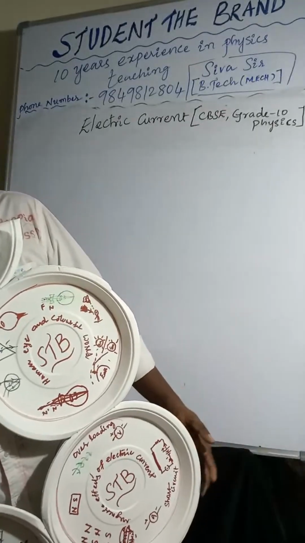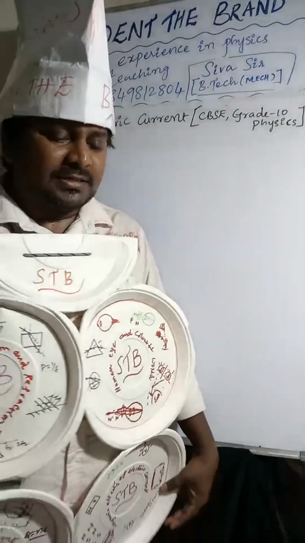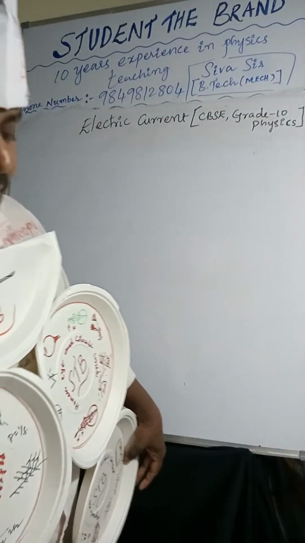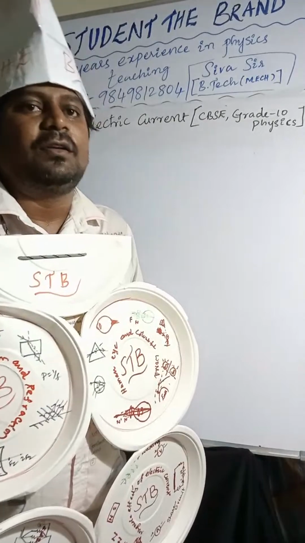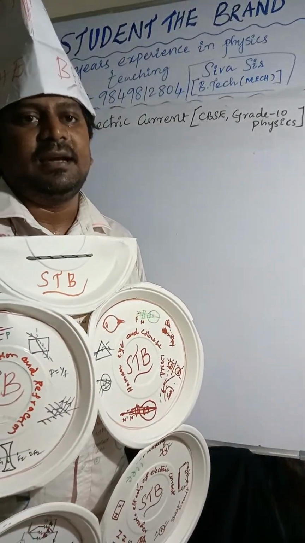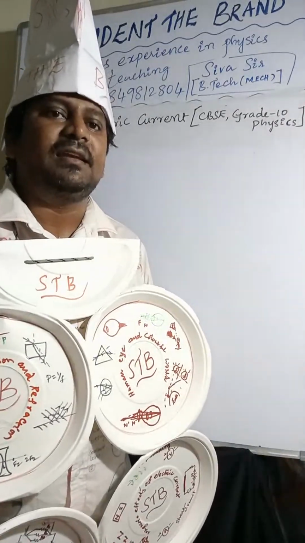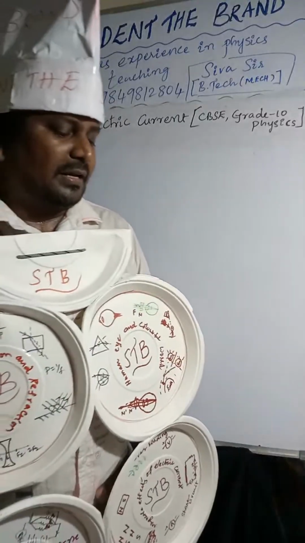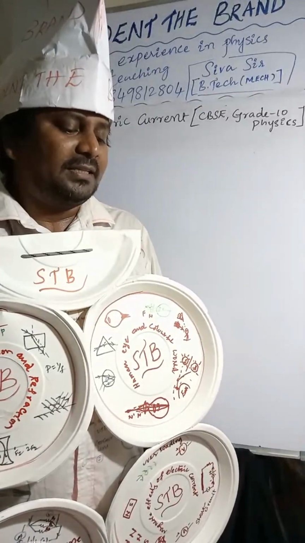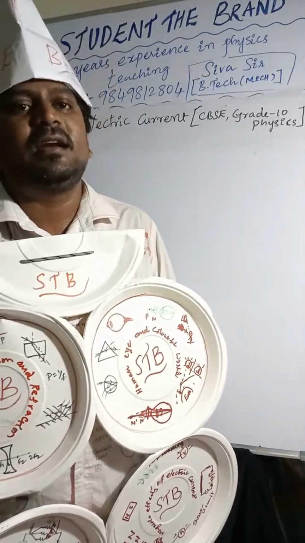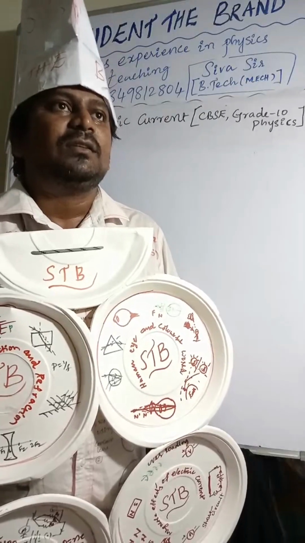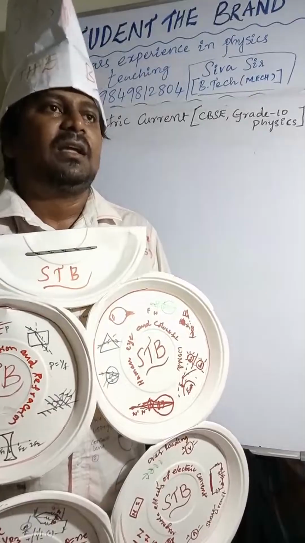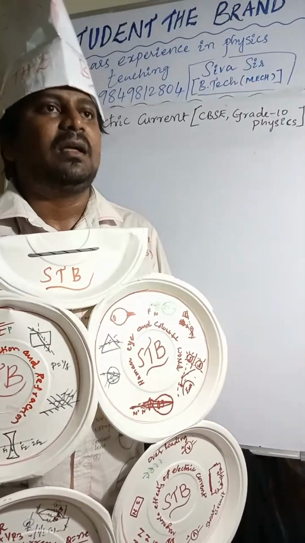Okay, so everybody, welcome to the class. Now we are going to discuss electric current, CBSE Grade 10 Physics. In this topic we will completely discuss what is current, what is electric current, what is conventional current. After that, electric circuit, potential difference, electrical potential, and next we go to Ohm's law.